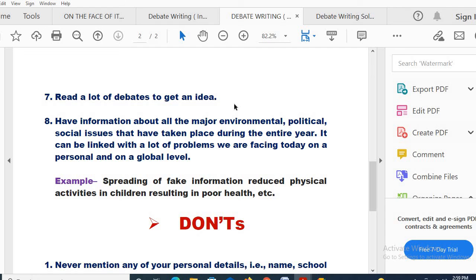The more knowledgeable you are and the more right information you carry, then obviously debate writing is for you. Whether you write for the motion or against the motion, debate writing is for you. You have to be well informed. I hope I made myself very clear, dear students. You have to be well informed.